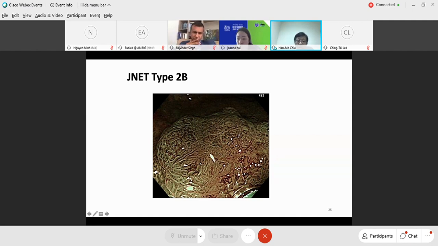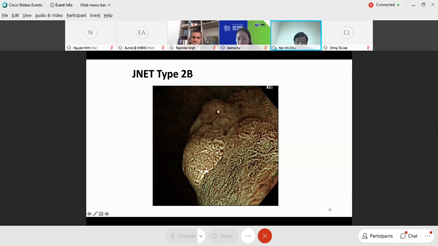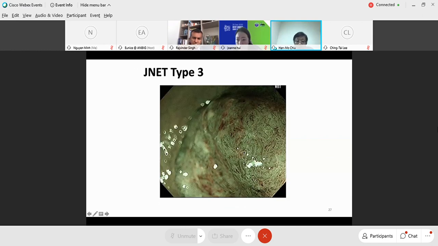So the diameter of the capillary is not uniform. And another example of type 2B. So this is the typical appearance of type 3. You can see there are some amorphous areas and also some interrupted capillary. So such a lesion is the synonym of deep invasive cancer and should be referred for surgical resection.